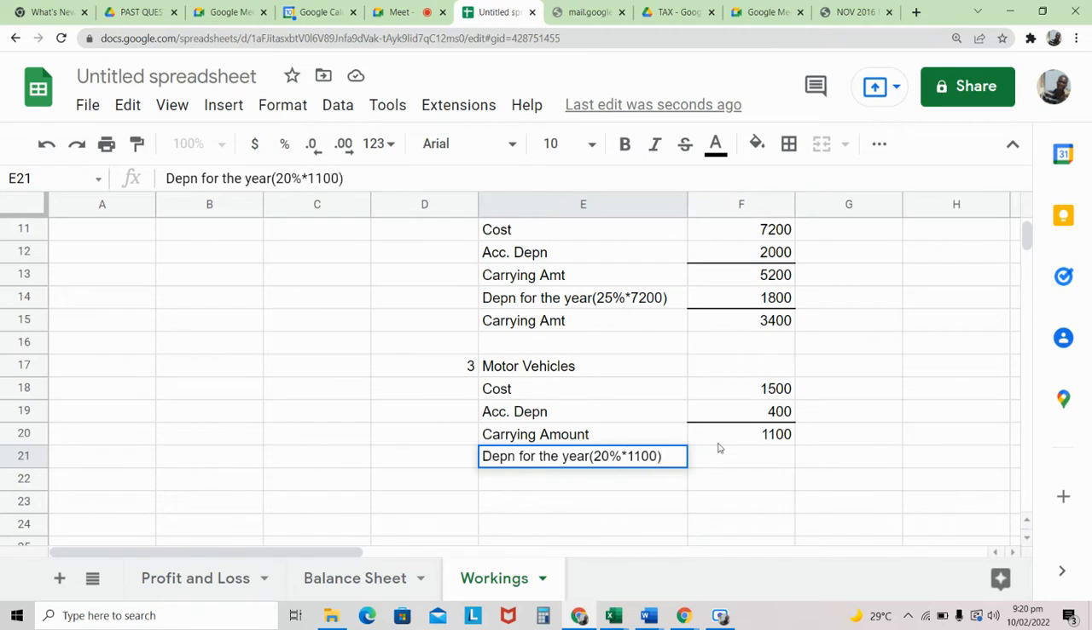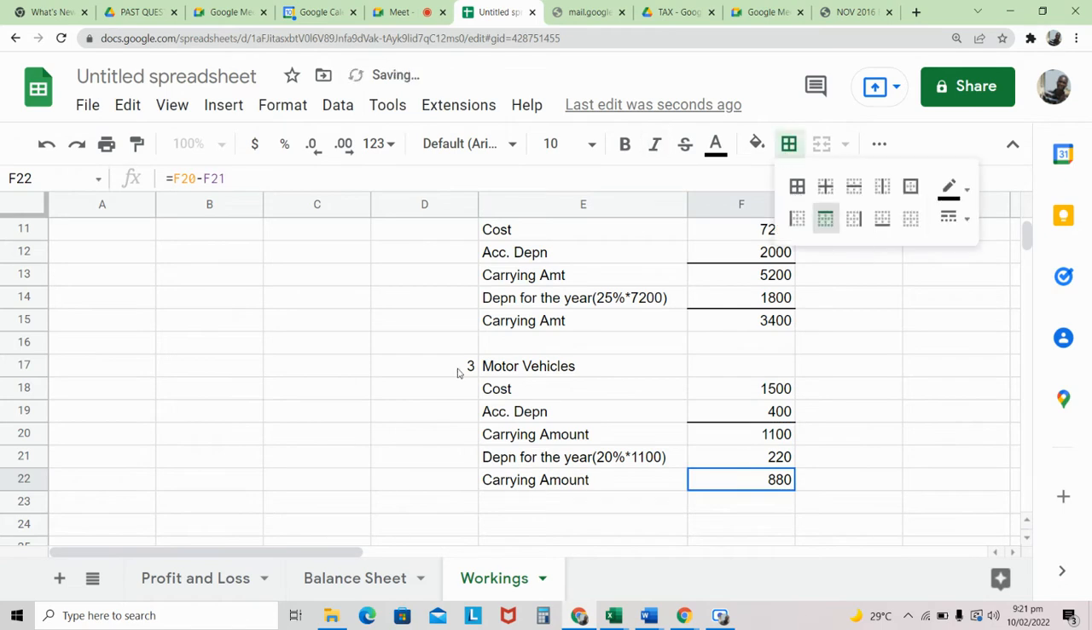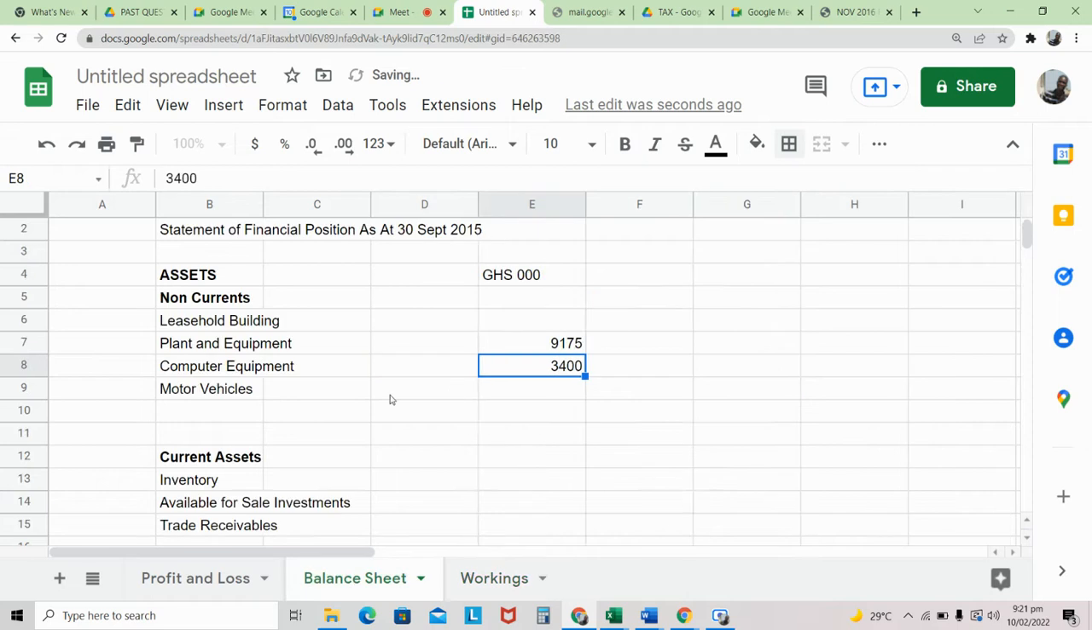1,100 like this. Okay, because this is reducing balance. Then 1,100. So our current amount at the end of the year will be this minus that, 880. Okay, so you put 880 here.